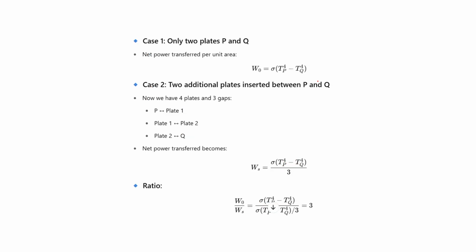So coming to our question, our original heat transfer between two plates P and Q was given as W0. This was when there was no plate inserted, and when we are adding two more plates between P and Q, so there are two new plates inserted, altogether there are 4 plates and 3 gaps. So Ws will be sigma into Tp to the power 4 minus Tq to the power 4, divided by 3, and the ratio W naught by Ws, we will take the ratio, and this value comes out to be 3. Thank you.